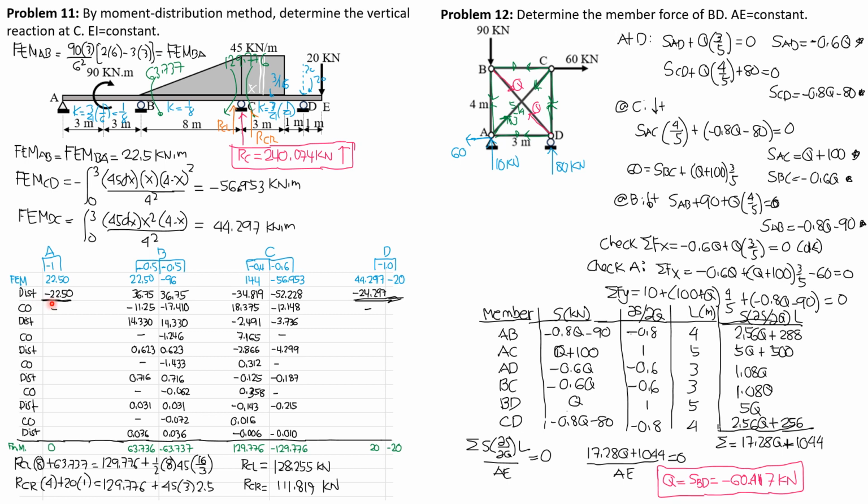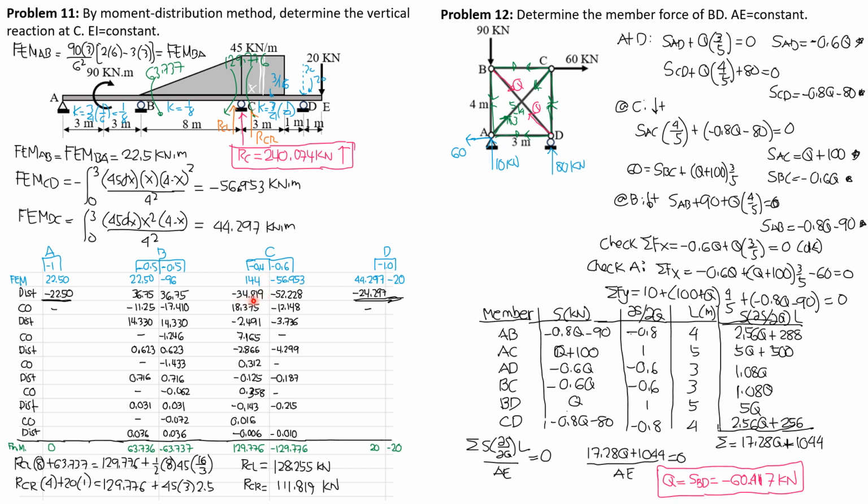Then we lock it finally because we know that the moment at A is 0. Final. Then, the unbalanced moment at B is quantity 22.5 minus 96 close times negative 0.5. So 36.75. Also here, because the distribution factor is the same. Here at C, quantity 144 minus 56.953 close times negative 0.4.